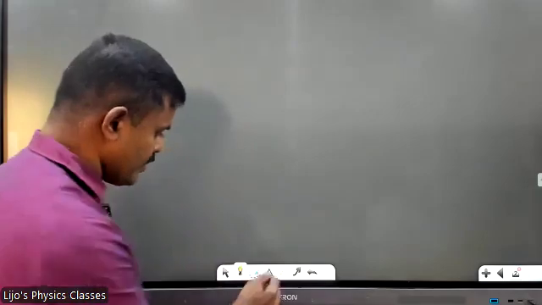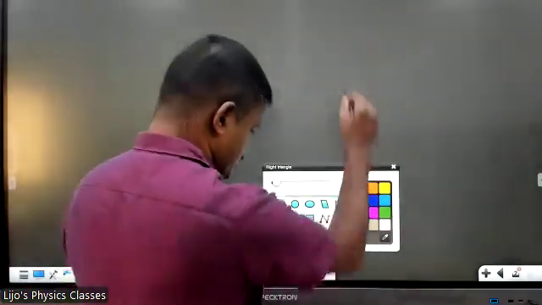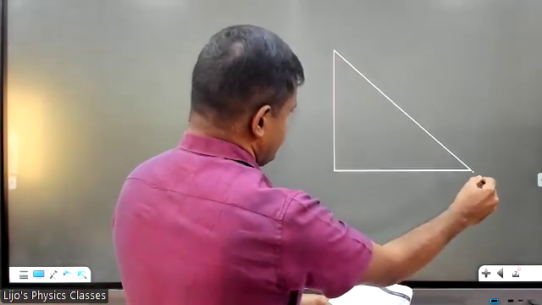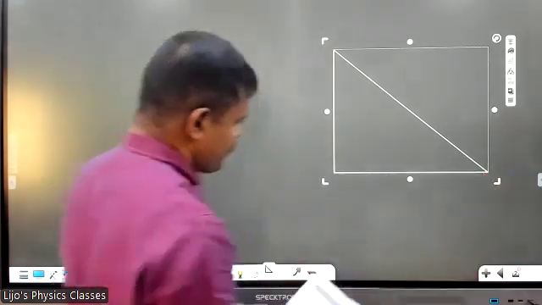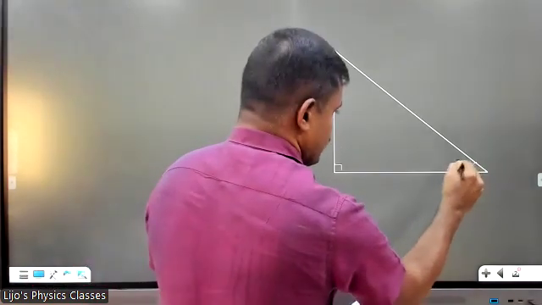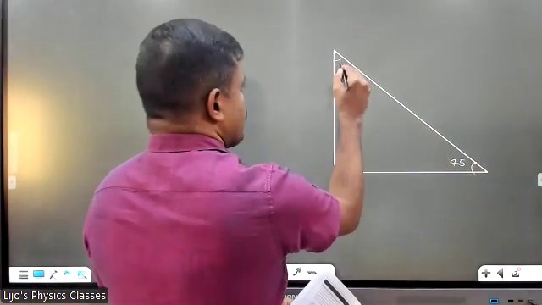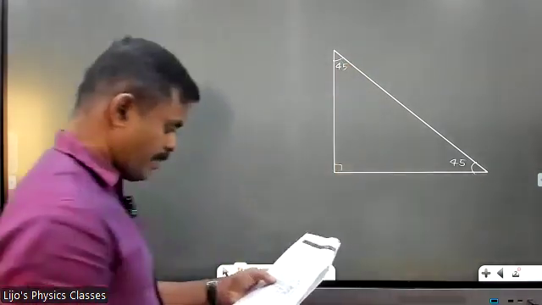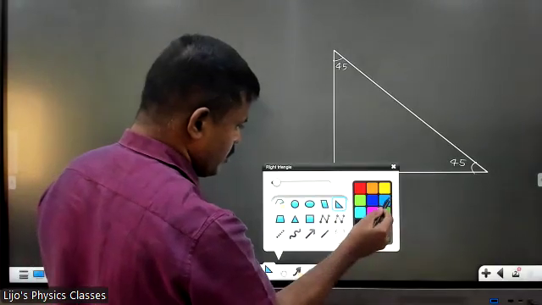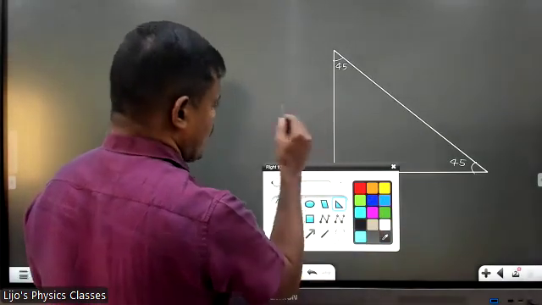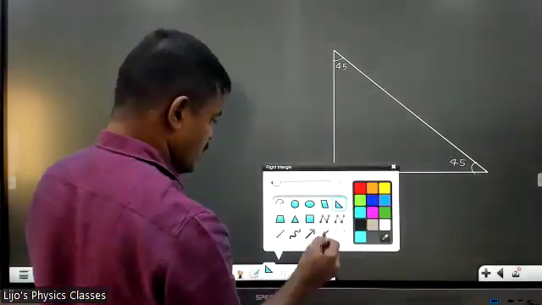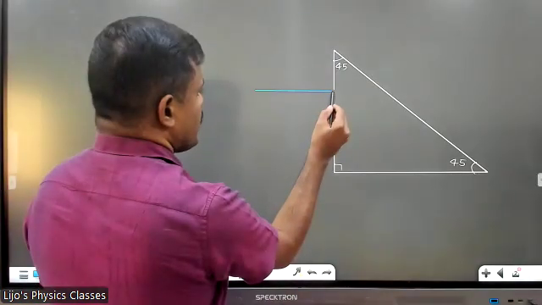So let's draw the figure first. Let's draw a right-angled triangle, a right-angled prism. This angle is 90 degrees, this angle is 45, this is also 45. It's a right-angled isosceles prism. And which rays are coming in? Blue, green, red. I'll draw all of them. Blue is coming in like this, falling normally on this face.